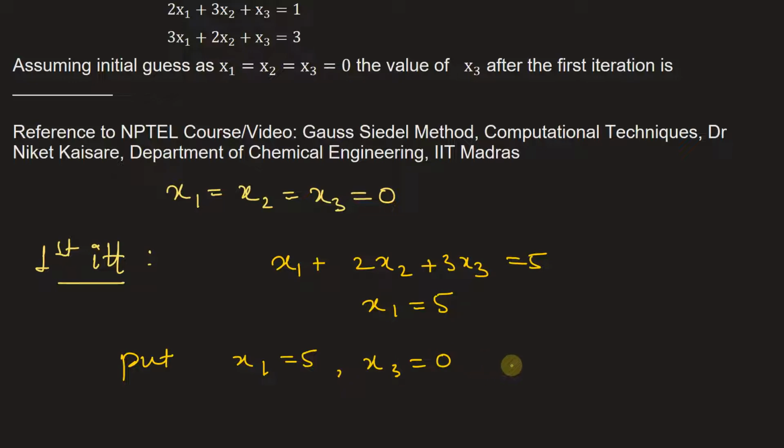equal to 0. Therefore, from here, if we put this in the second equation, that is 2x1 plus 3x2 plus x3 is equal to 1, we get x3 is 0, x1 is 5, 10, so x2 will be equal to, therefore x2 we will get from here is minus 3.